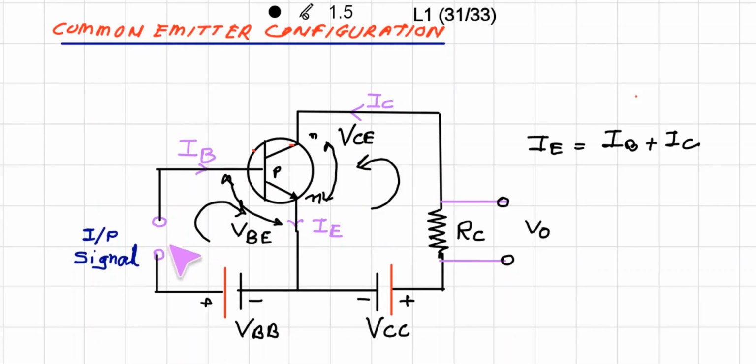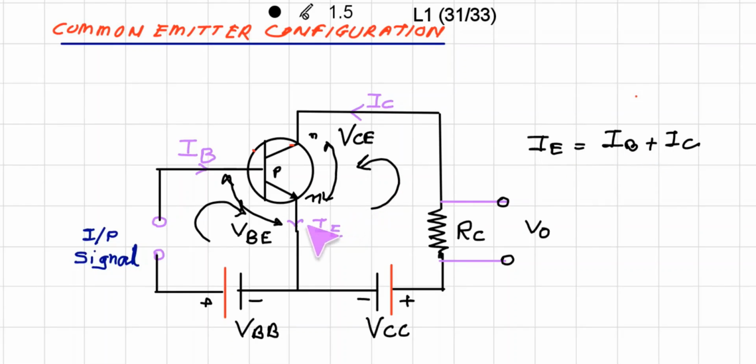Here when we apply an input signal, we get the current IB. The conventional direction of current is from positive to negative, so this is the direction of IB, and this is the direction of IC. When IB and IC enter the transistor, they leave the transistor through the emitter terminal, and we know that IE is equal to IB plus IC.